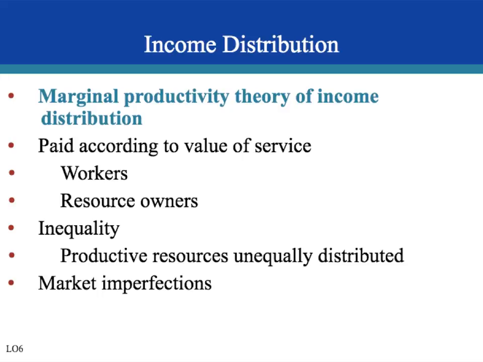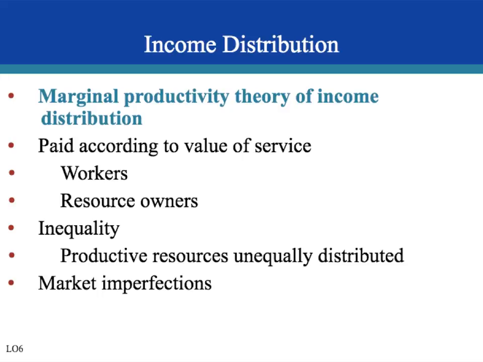The marginal productivity theory of income distribution basically states that our income should be equal to our value. So if I'm more productive in the same role that you're in, I should be getting paid more than you. This doesn't always happen, and of course there are some criticisms to this.